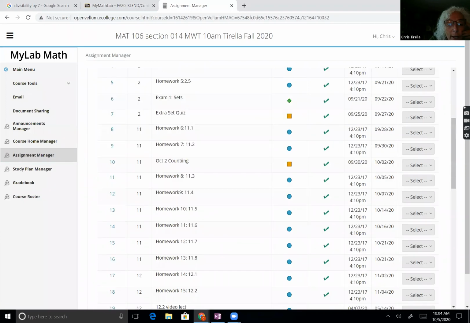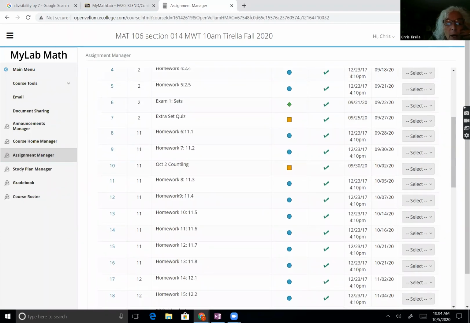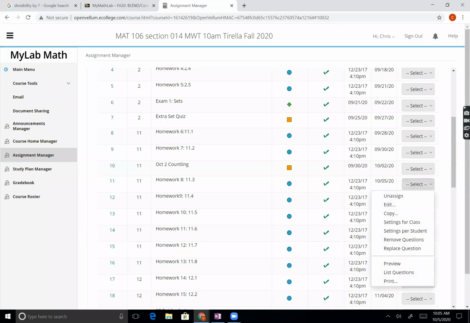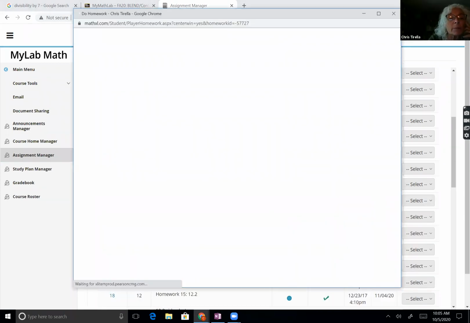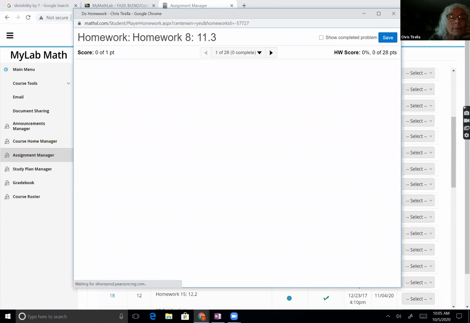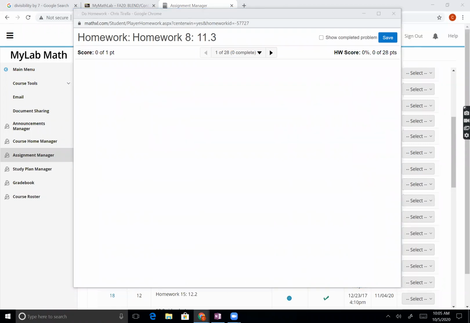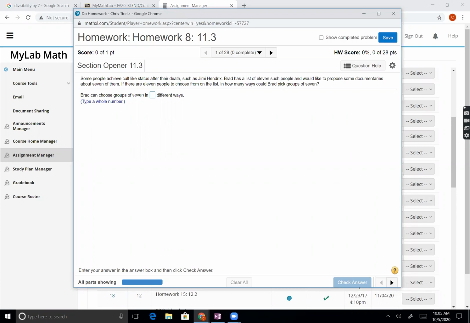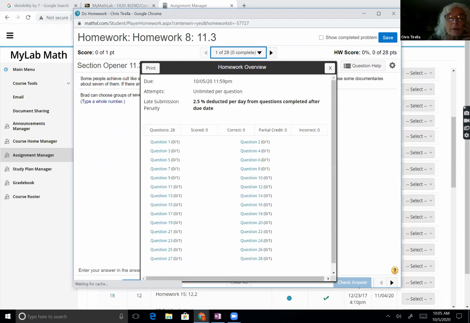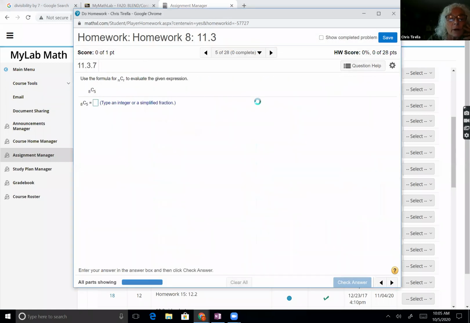You're looking at homework 7 or 8? 8, please. And that was the permutations and combinations. Yes. And you wanted to see question number which? 5. Okay. Question number 5. I feel like I'm juggling too many things.